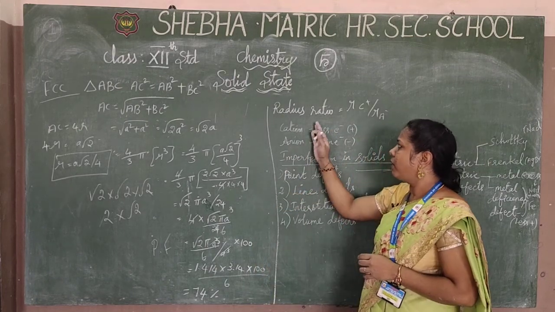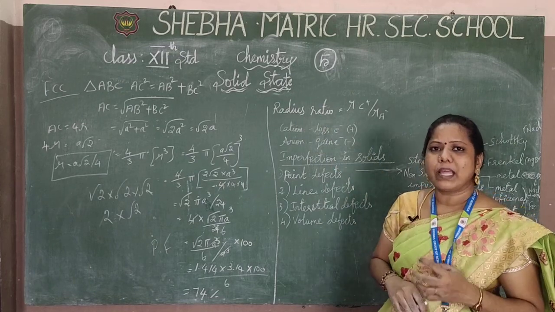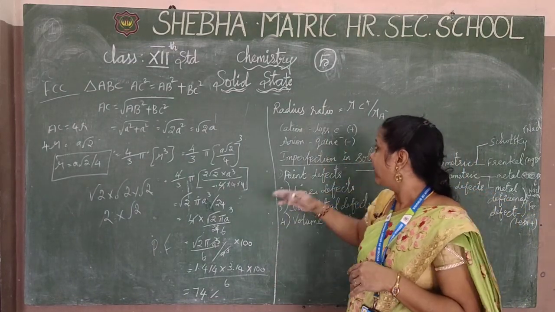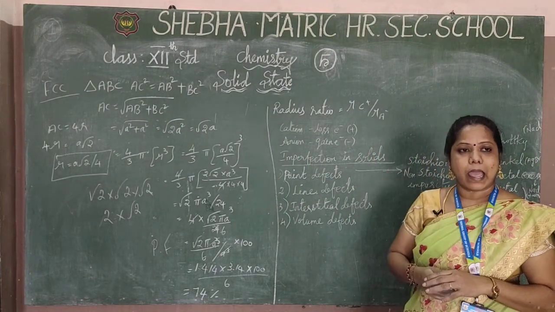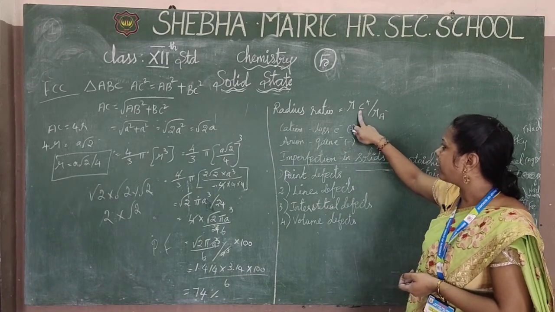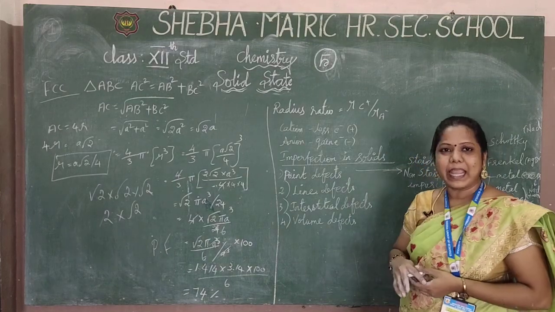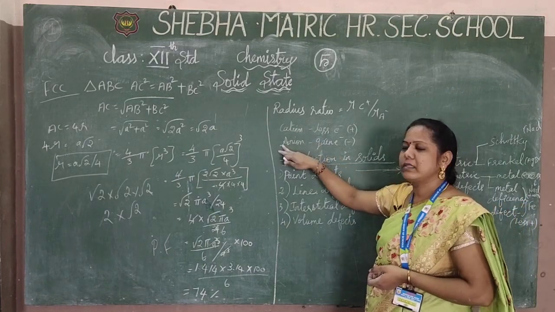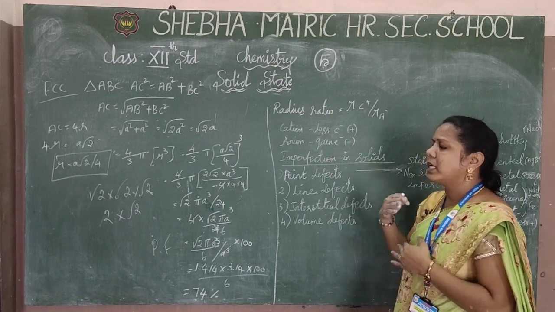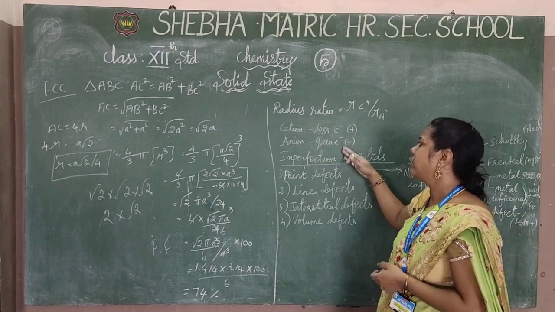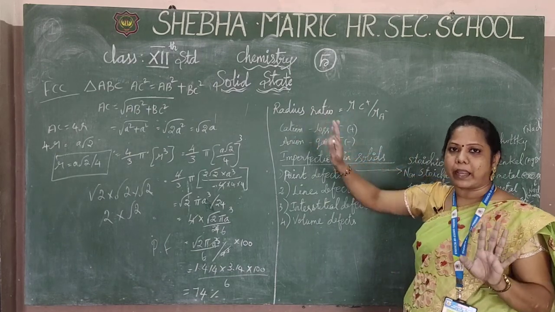Okay, and move on to the next concept, that is the radius ratio. How to find out the radius ratio in these spheres? That is the formula rc by ra. C is the cations and a is the anions. Cations means the loss of electron, that is positive, and anions mean the gain of electron, that is negative. You know very well about the cation and anion categories. I already explained it in the previous class also. So the loss of electrons changes it to positive, and the gain of electrons changes it into negative charge. Okay, this is the formula to find the radius ratio.